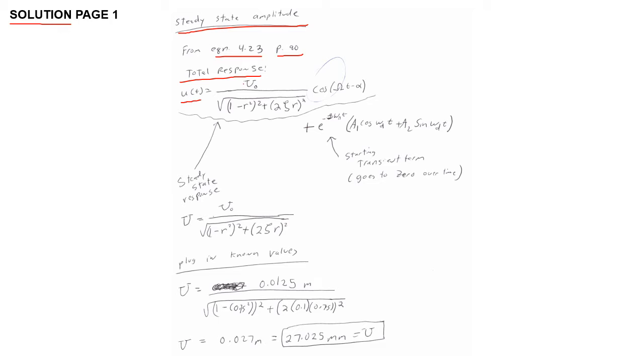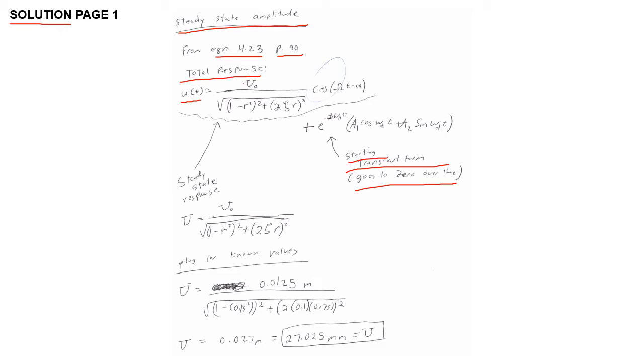So u of t is equal to our u naught divided by the square root of the quantity 1 minus r squared, squared, plus the quantity 2 zeta r, squared, times the cosine of omega t minus alpha, all plus e to the negative zeta omega sub n t times a1 times the cosine of omega sub d t plus a2 times the sine of omega sub d t. So the first thing we can note here is that the starting transient goes to 0 over time.